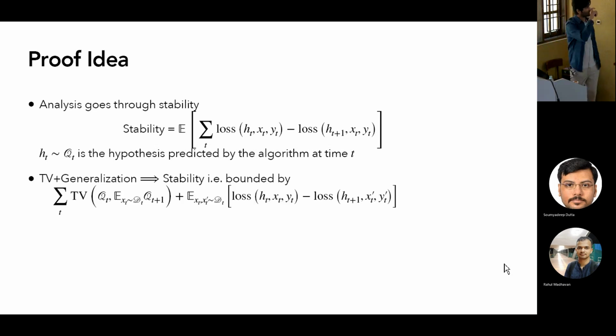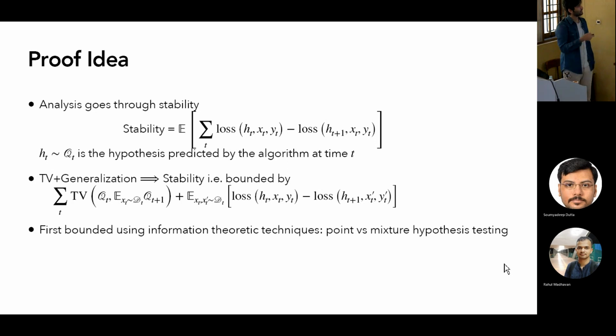What we show, sorry if I'm going super fast now, is that the stability term can be bounded in terms of some total variation distance between q_t and some average of the future q_t's, and some term involving x_t and x_t prime, which is drawn from the future instance, between the two losses. This is like when it's resampled, some generalization.